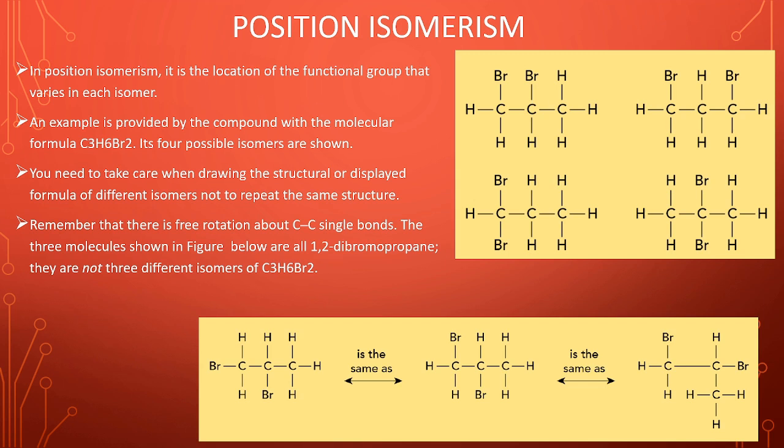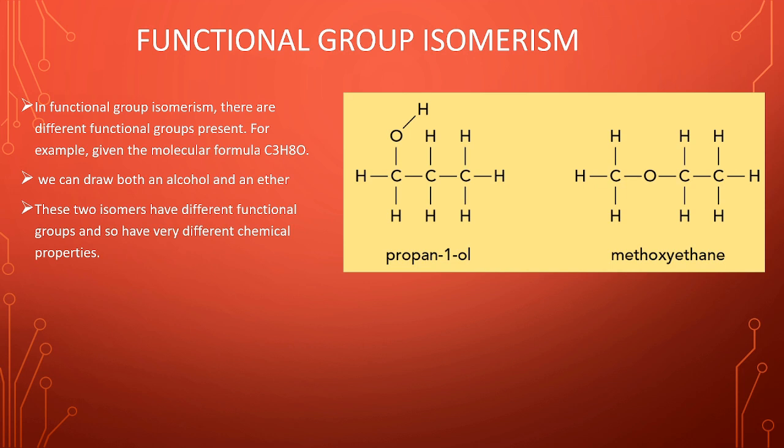Position isomerism. In position isomerism, the position of the functional group may be different. You can see here the bromine is here, or it can be 1,3, 1,2, 1,1, 2,2. Or here we can see it is 1,2, again 1,2, or again 1,2. So this is known as positional isomerism, meaning the position of a group is different.